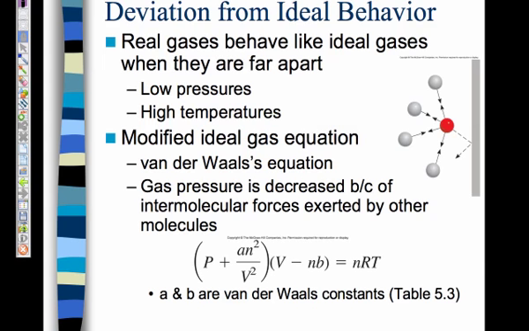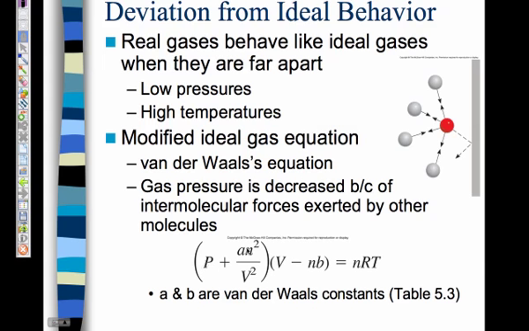So what we have for real gases is a modified ideal gas equation, and it's a really long one, but it's actually fairly simple to plug everything in. It's called the van der Waals equation. Gas pressure is decreased because of the intermolecular forces exerted by the molecules, so we have to take into account those. And the A and B are constants that you can find on table 5.3 in your book. Everything else will be the same.